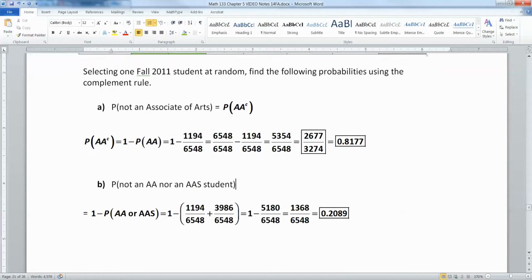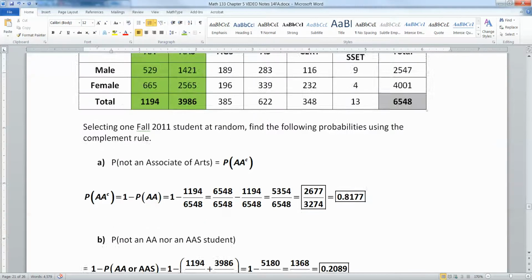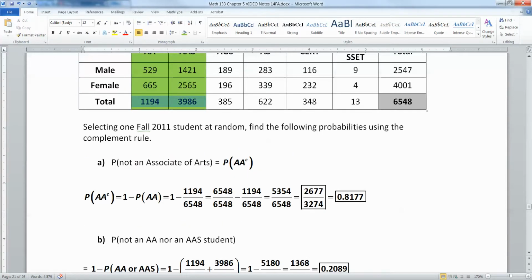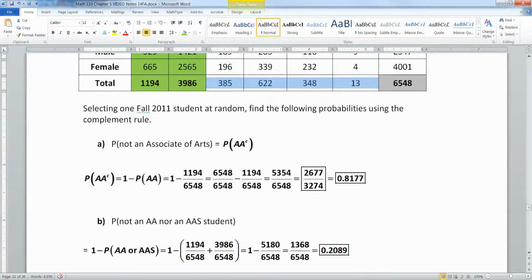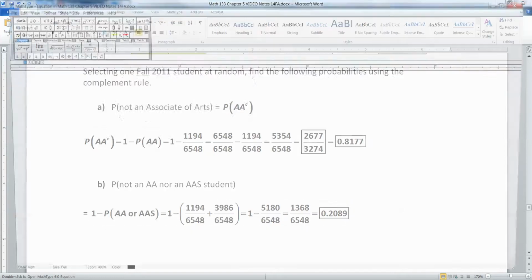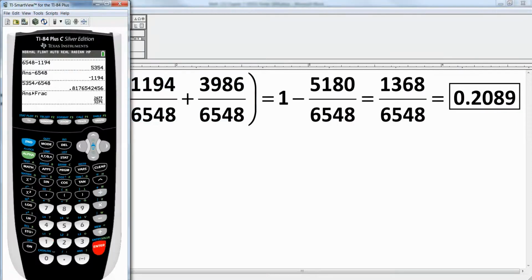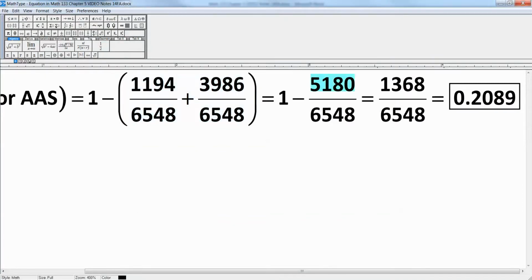Of course, if I don't specify in an exam, then it's free game, right? You can do whatever you want. So I'm going to use the complement rule. So what I want to do is figure out what these two numbers are, right? If I add them up and take away from 6548, I'll have what this white squishy middle is in between, right? So I add up 1194 and 3986. So 1194 plus 3986, and I get 5180 right here.